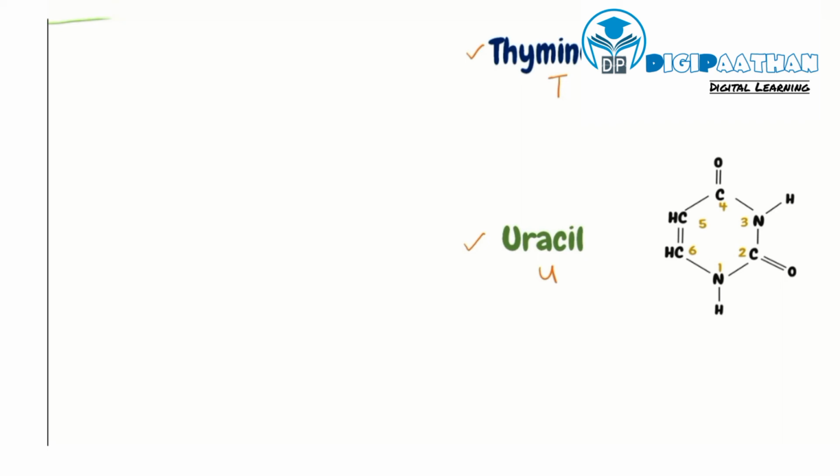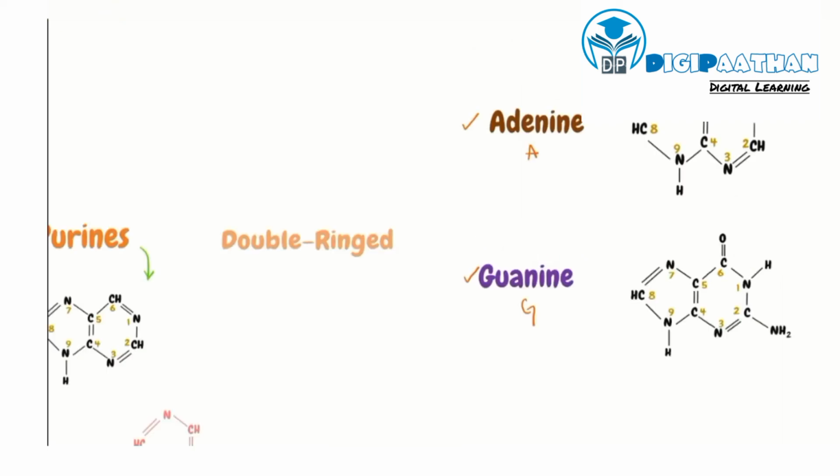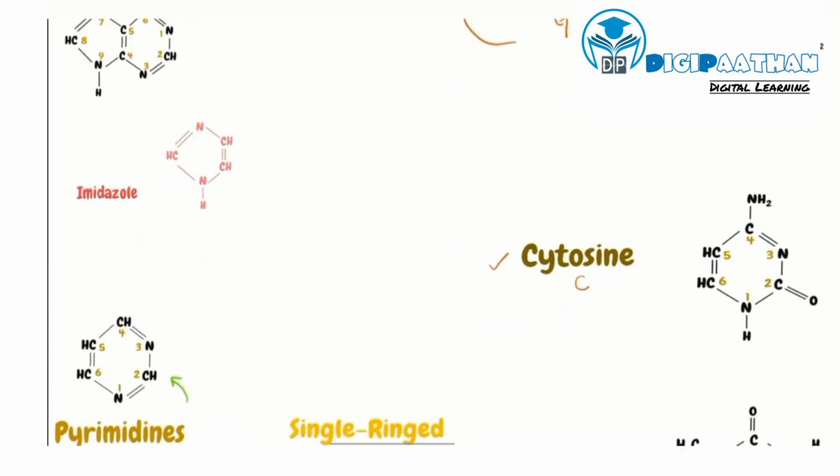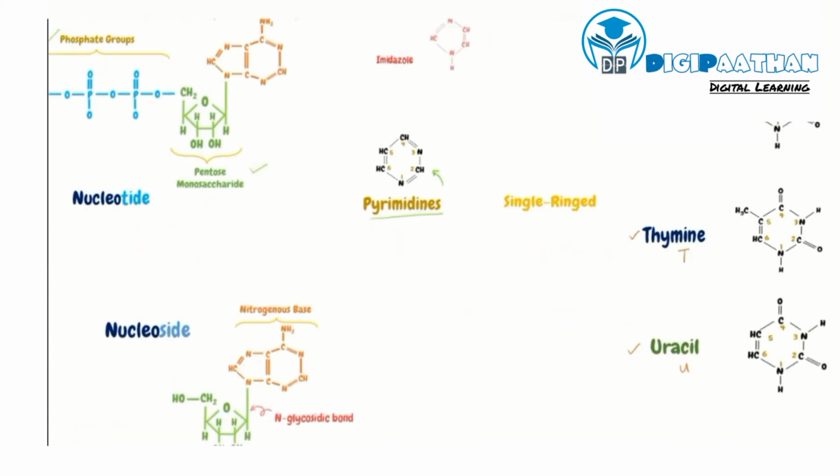Now, adenine and guanine, as you can see here with the double rings, are purines. Now, cytosine, thymine, and uracil are pyrimidines. Quite a long name, but small structures, single ring bases.